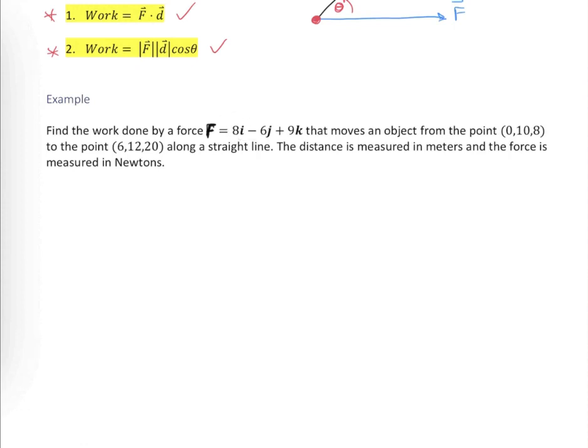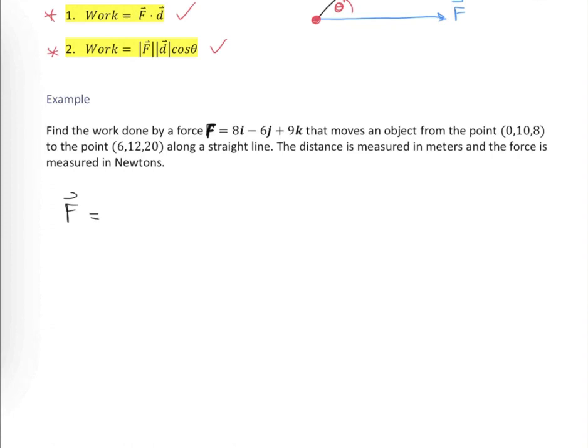So here's our force vector: 8i minus 6j plus 9k, moving an object from one ordered triple to another along a straight line. The distance is measured in meters, and the force is measured in newtons. Now, drawing a picture of this scenario in three-dimensional space is going to be a little bit challenging, but let's look at it algebraically.